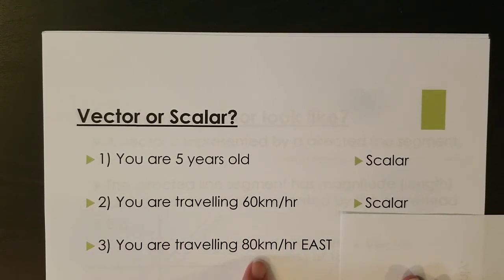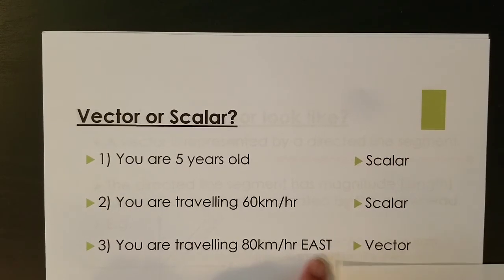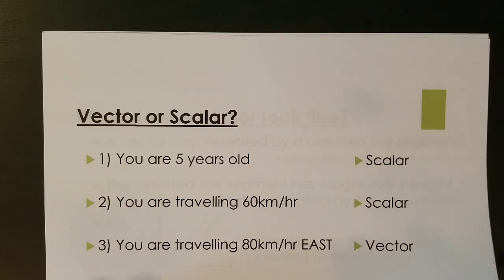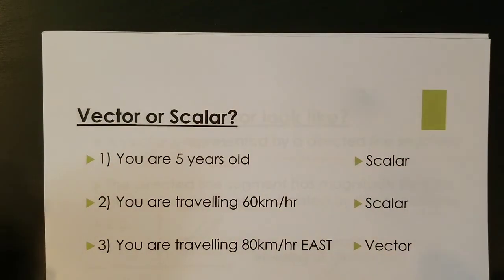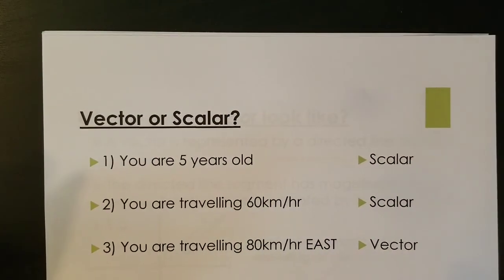You're traveling 80 kilometers an hour east. This east is the direction associated with our quantity or our magnitude. So that's what makes this one a vector. So that's just a quick example of what those different quantities, vectors or scalars, would look like in different real life applications.